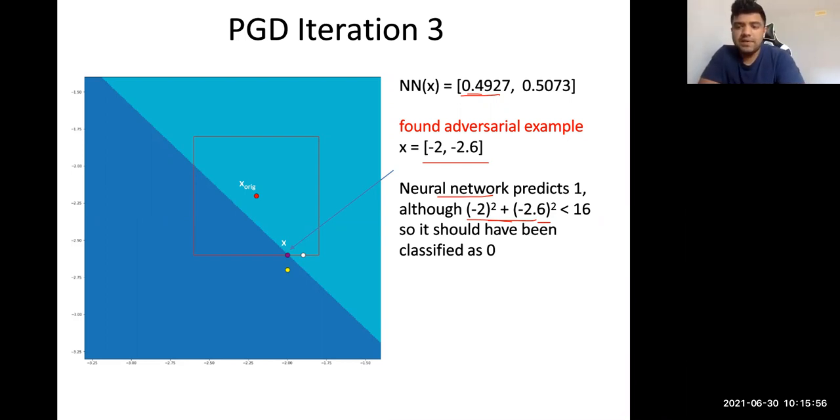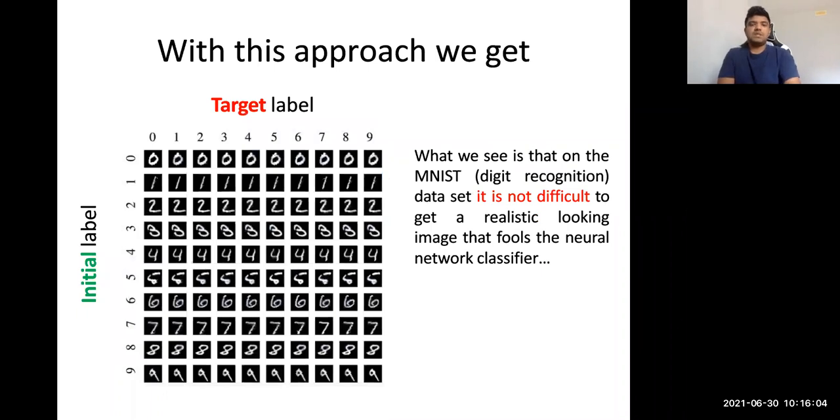So this is an example of the PGD attack. It usually happens in a predefined number of iterations. So with this approach, this is what we get.